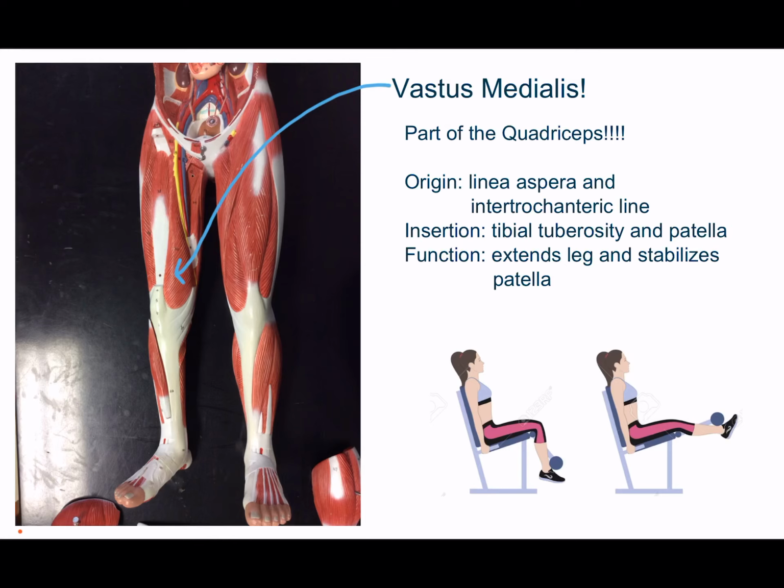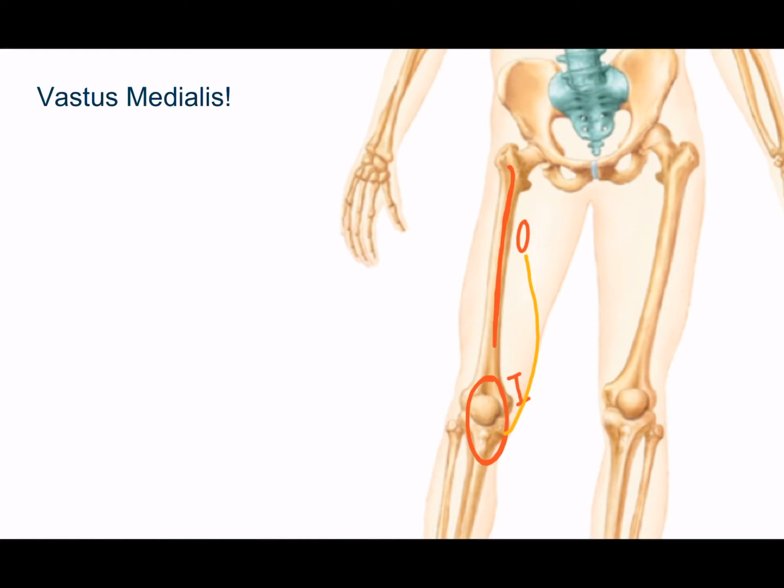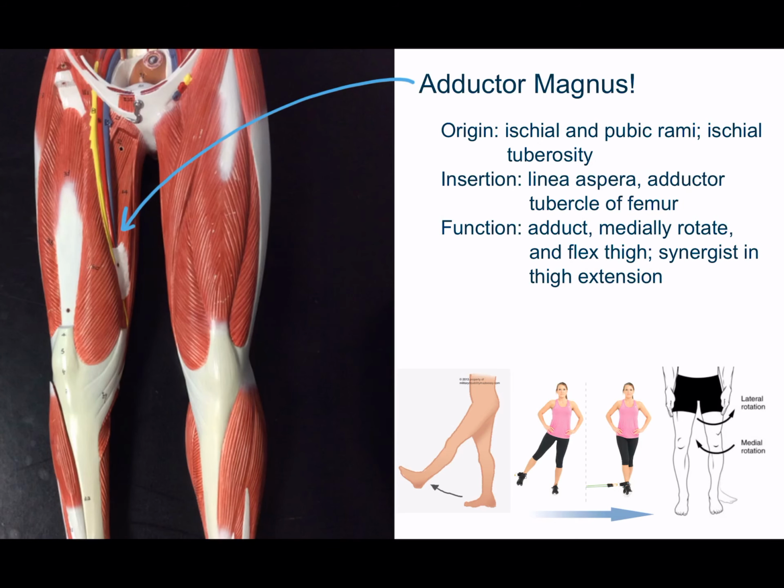The vastus medialis is going to be another part of the quadriceps, and it originates at the linea aspera and the intertrochanteric line of the femur. Its insertion is the tibial tuberosity and the patella, and it functions in extending the leg and stabilizing the patella. It's another thing where you're going to see it comes around the tibia, so it's definitely going to come around the side and stabilize the insertion, stabilize the knee. And you see this is medial, and then the lateralis is lateral, and the intermedius is in the middle.